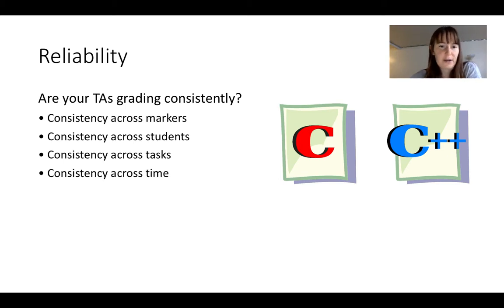And finally, connected with that is also consistency across time. So if they do something at the beginning and do something at the end, is it their growth that's shining through, or is it a difference in assessment? Different TAs grading different assignments, one at the beginning, one at the end, or the same TA but with different rubrics that are looking at different things.